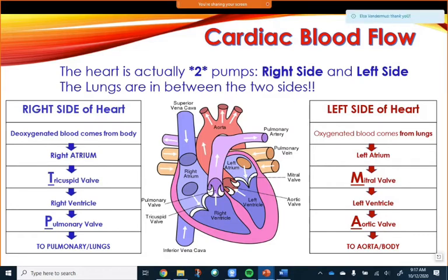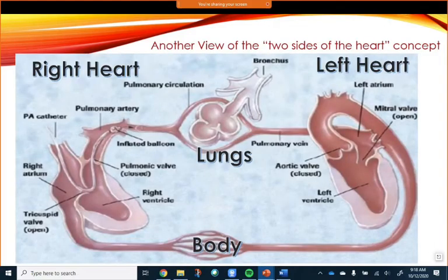Cardiac blood flow. I really need you to be able to understand how the blood flow moves around in your body, because you will have a lot less trouble remembering signs and symptoms if you know the path of blood flow.